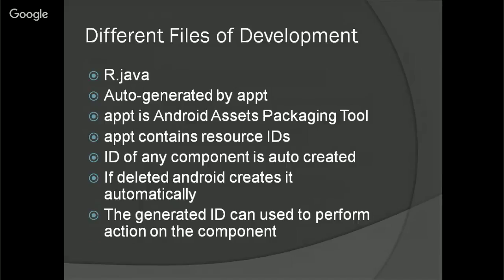The generated ID can be used to perform action on the component. This means to say that the ID that the R.java file generates will be used to perform different kinds of actions inside of your design or inside of your project. So this ID will simply be used in order to make changes or make action calls to the different components inside of the project.